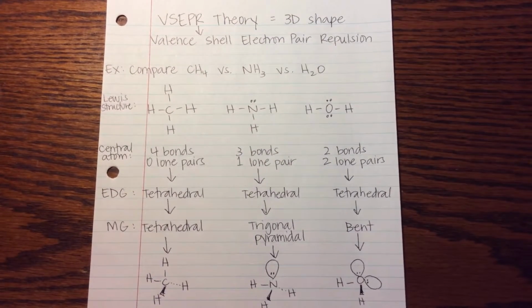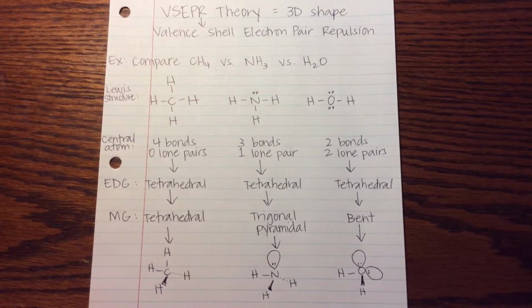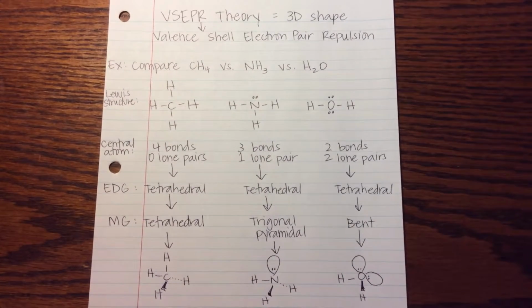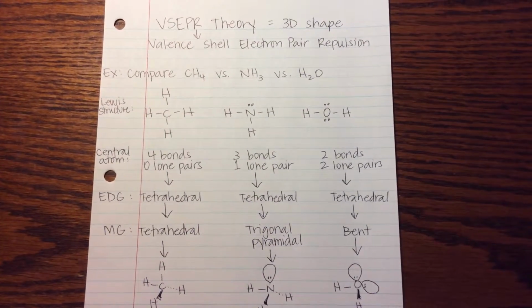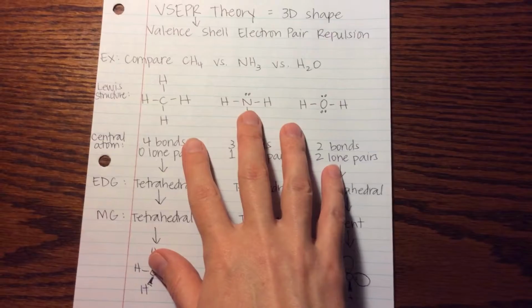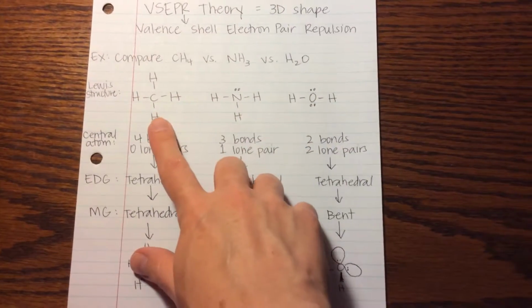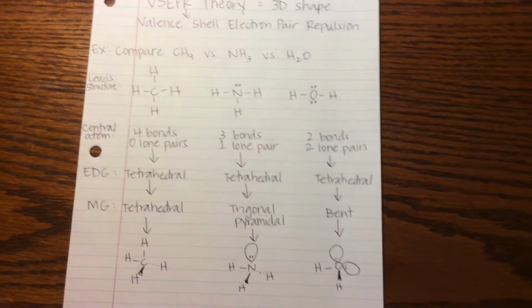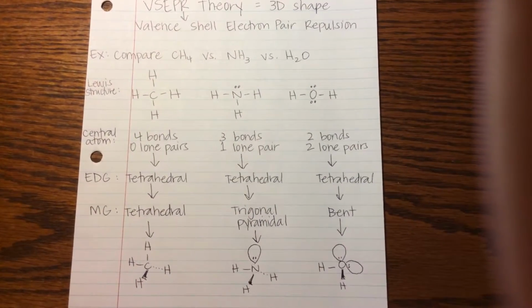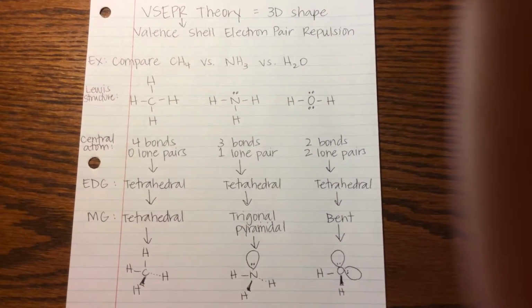Let's look at three molecules: methane, CH4, ammonia, NH3, and water, H2O. So the first thing we do is we draw their Lewis structures. Now this flat Lewis structure doesn't really tell me a lot about the three-dimensional shape of this molecule, right? Because I'm drawing something that's in 3 dimensions on a flat sheet of paper. So we need to use VSEPR theory to get a better idea of the three-dimensional shape of this molecule.